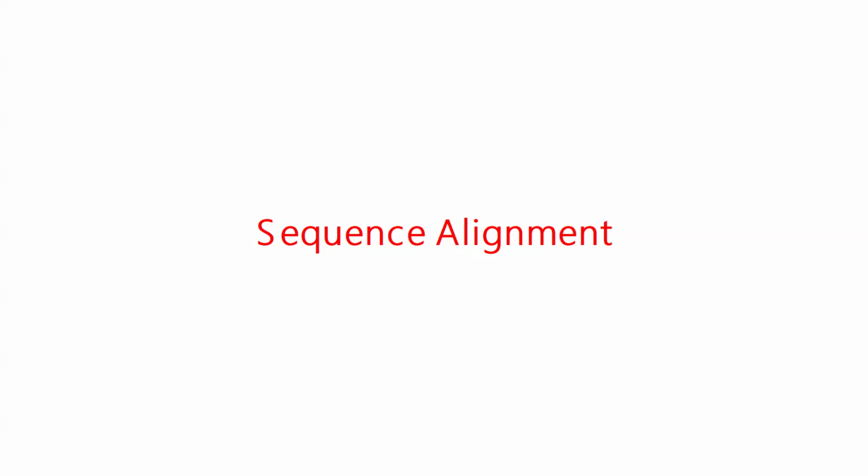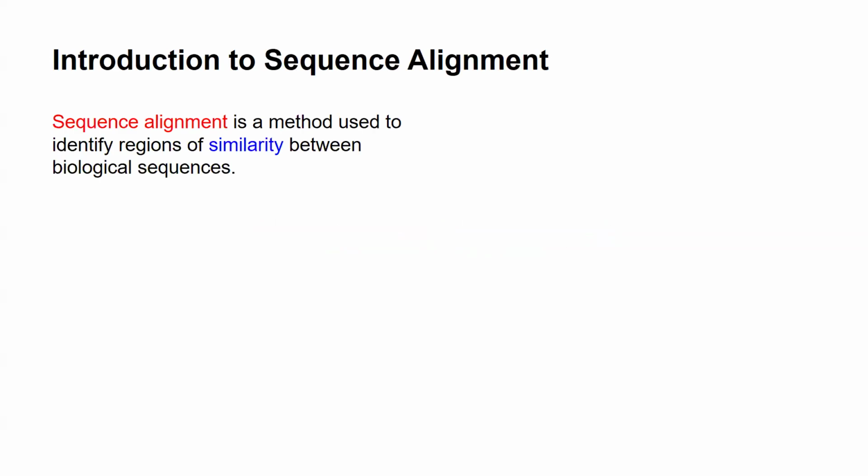In this video, we are going to look at sequence alignment in bioinformatics. So, introduction to sequence alignment. Sequence alignment is a method used to identify regions of similarity between biological sequences. It is used to compare the regions of similarity between biological sequences. These biological sequences can be DNA, RNA, or proteins.